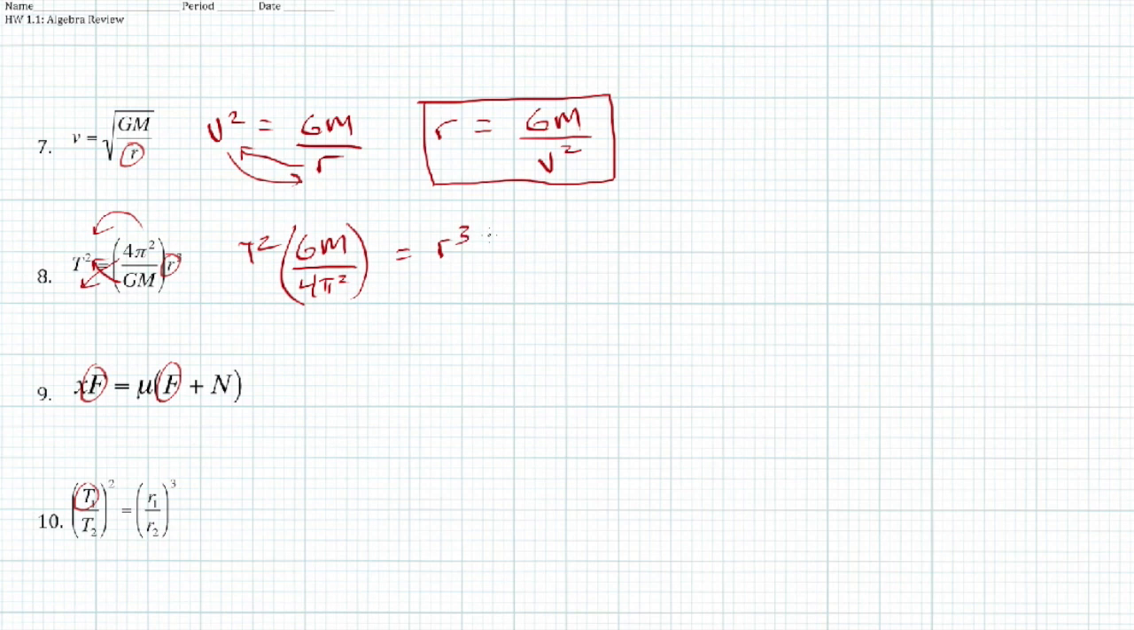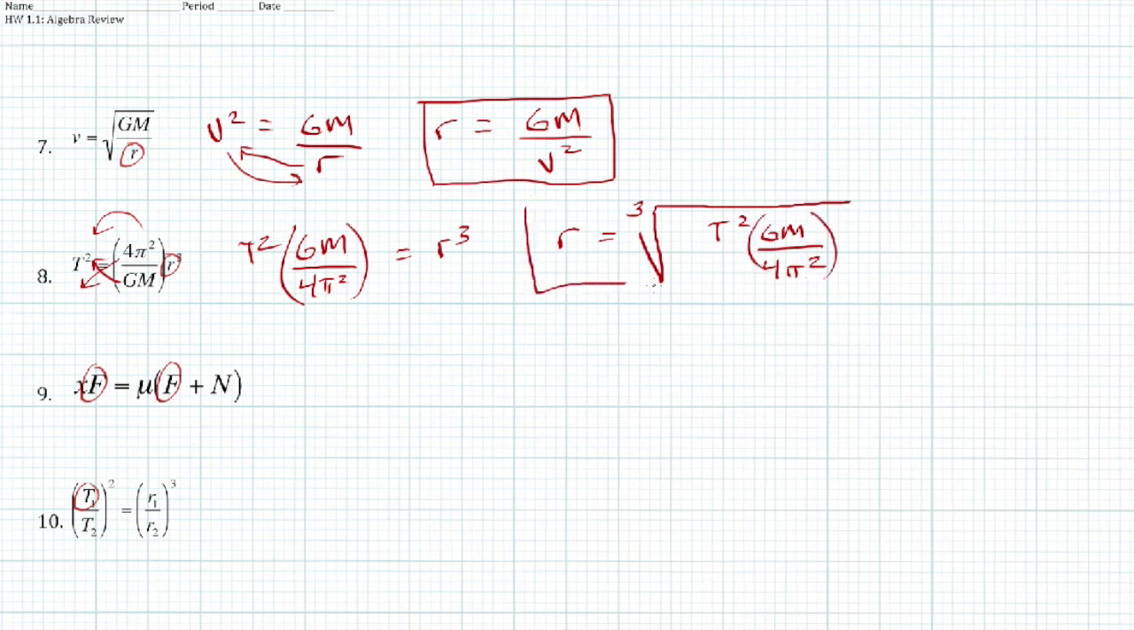Now, solving for r is simply a matter of getting rid of this cubed right here. And what do you do to get rid of a cubed? You take the cube root. So that means that r, just r all by itself, is equal to the cube root of all this stuff over here. So we're going to do a cube root symbol. And that's just like a square root symbol, but with a 3 out front. So the cube root of all this right here, of t squared times gm over 4 pi squared. And there we go. We solved for r.